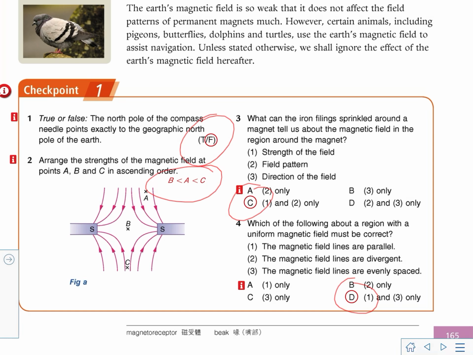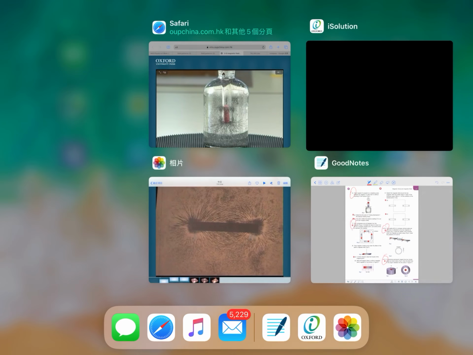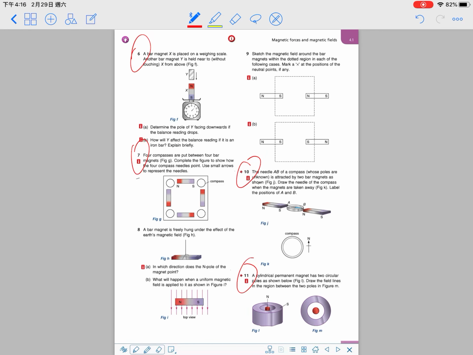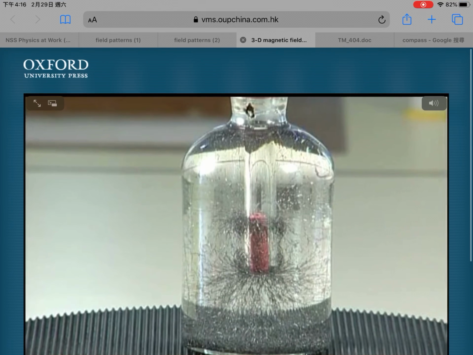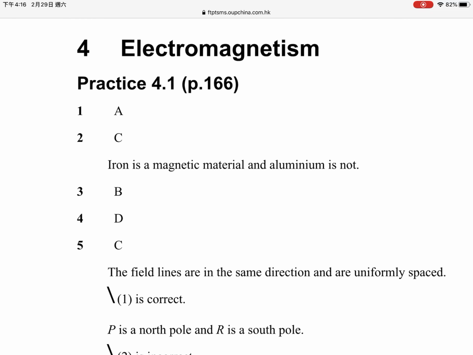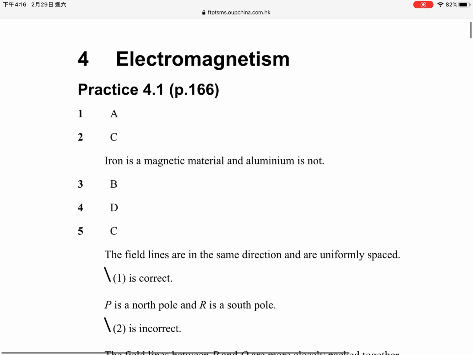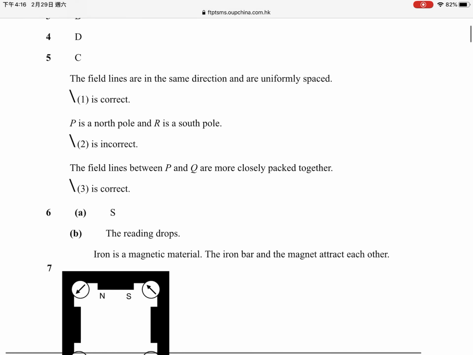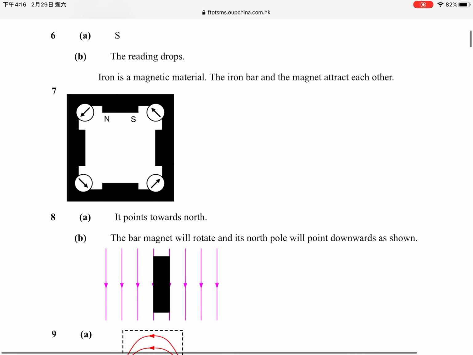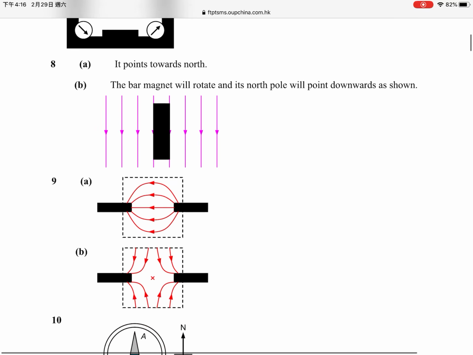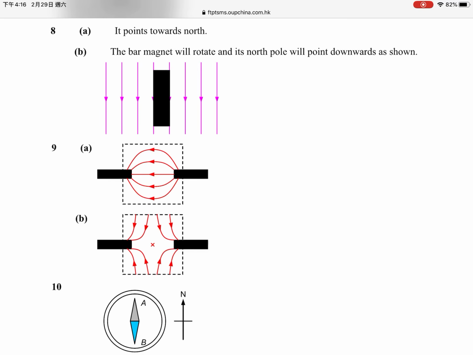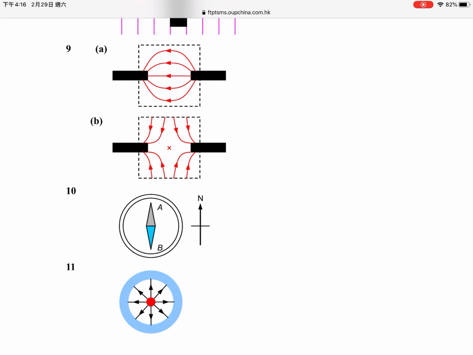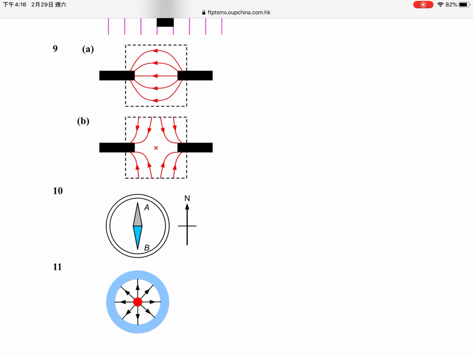Now I'll show you the answer. This is the trap point answer. And also this is the practice 4.1 answer. Questions 1 to 5, and then 6 to 7, question 8, and question 9.